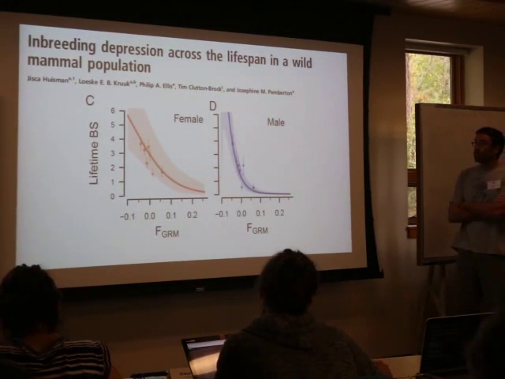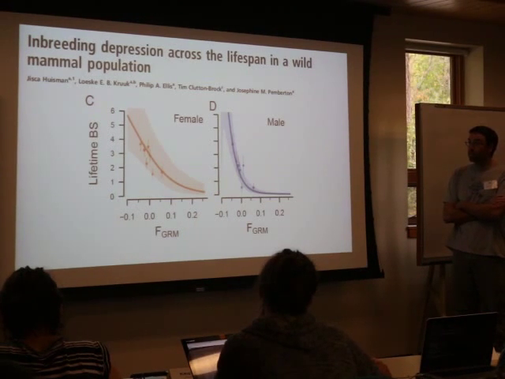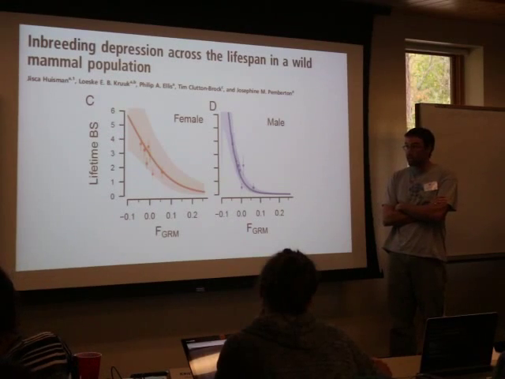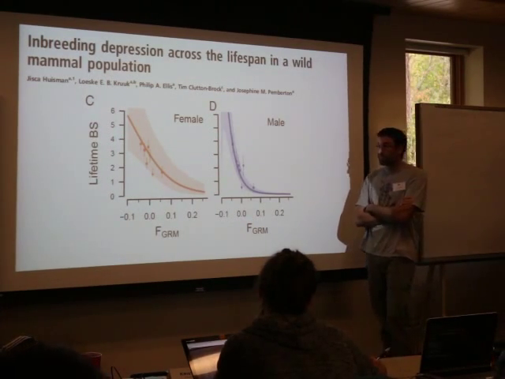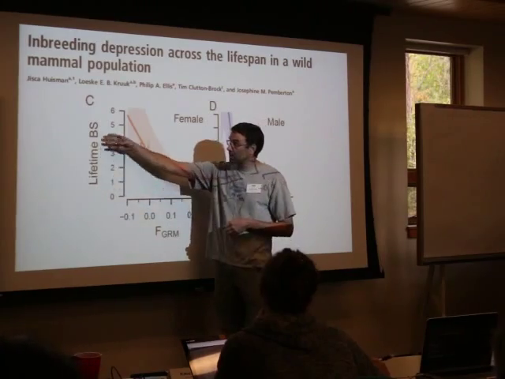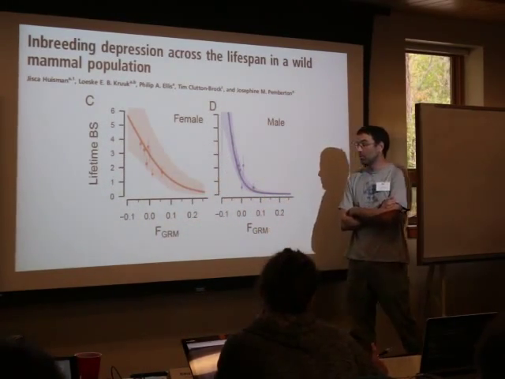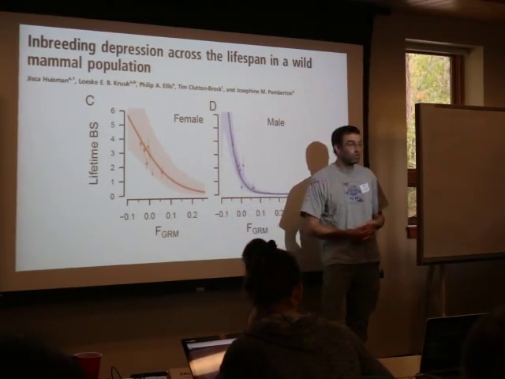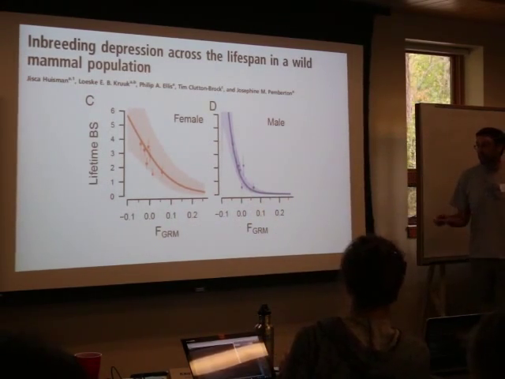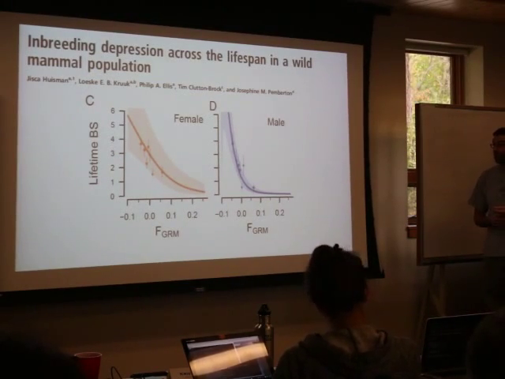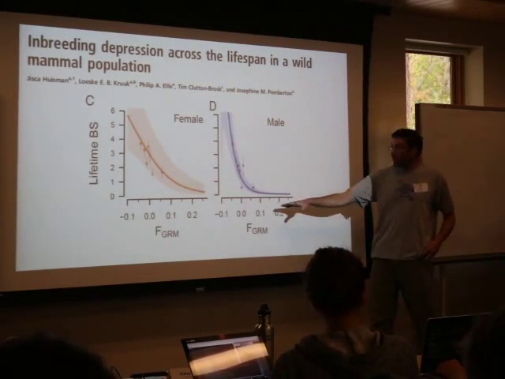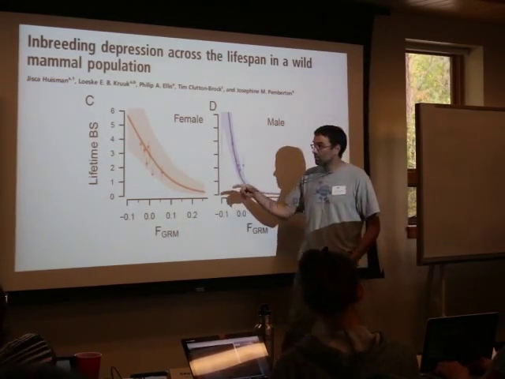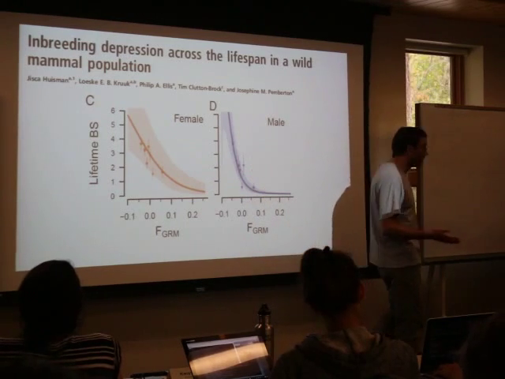This is a recent study from Josephine Pemberton's group, where they looked at effects of inbreeding on lifetime breeding success and some other fitness components. On the y-axis here we have lifetime breeding success, the number of offspring produced, as a function of a genome-wide measure of individual inbreeding. This is specifically the diagonal elements of a genomic relatedness matrix. More highly inbred individuals tended to have much lower lifetime breeding success. So this is apparent, really strong inbreeding depression.